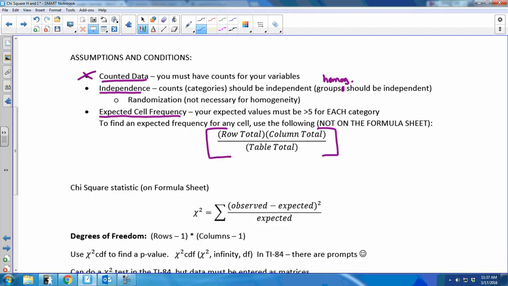Now, when we actually do the mechanics, we're going to let the calculator do all the expected cell frequencies for us. But if you're just doing a multiple choice question, then you should know what that looks like so you can do it really quickly. Okay? Questions about the conditions?